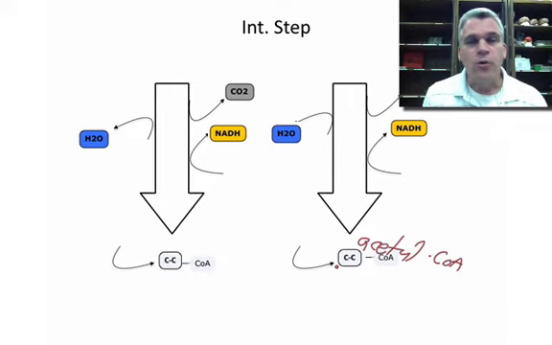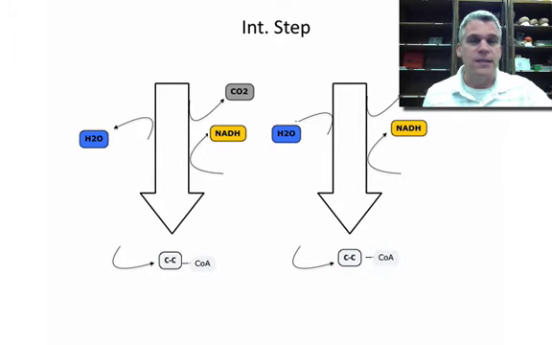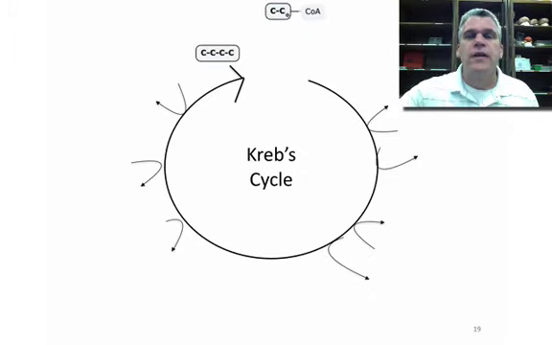The 2 acetyl-CoAs are now going to go into the matrix of the mitochondria, where they will carry out this process of the Krebs cycle. So here's our acetyl-CoA.